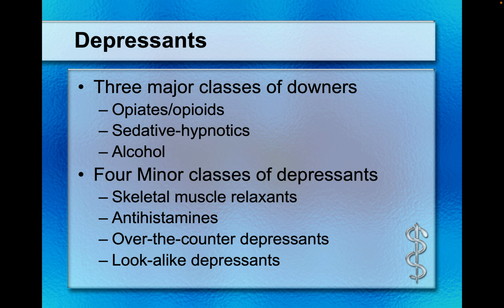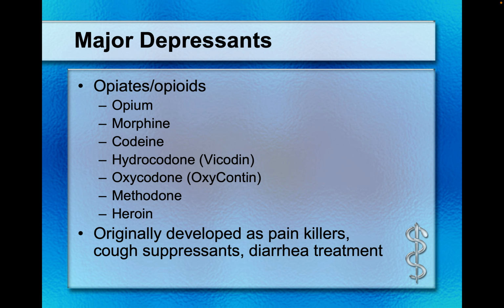There are three major classes of downers: opiates and opioids, sedative hypnotics, and alcohol. There are four minor classes of depressants: skeletal muscle relaxants, antihistamines, over-the-counter depressants, and look-alike depressants. Look-alike depressants you really don't have to worry about because we don't really have those in the United States, but we see them a lot in Europe.